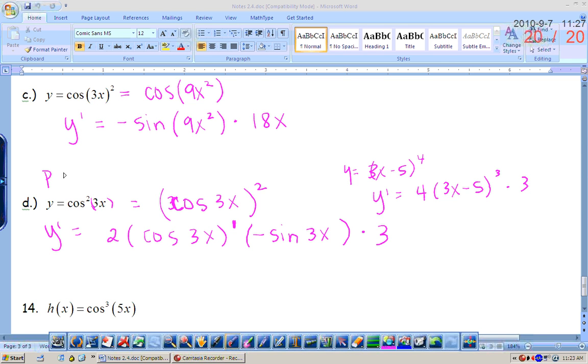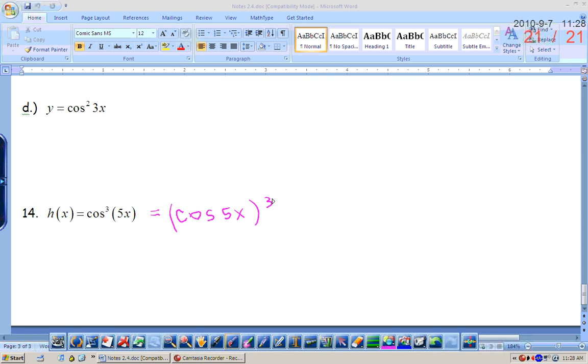Okay, this is good. PTA. Your parents are all members of the PTA. Power, trig function, argument. So we took the derivative of the power, which was the 2 cosine 3x to the first, then we took the derivative of the trig function, which was negative sine, then we took the derivative of the original argument, which was 3. I would rewrite it like this first.